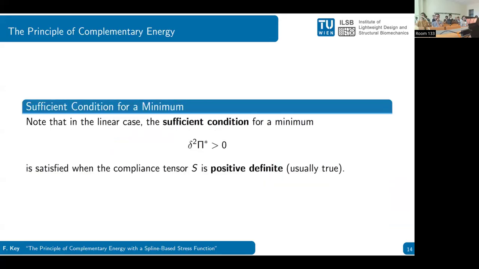I would like to make a quick comment on this sufficient condition for a minimum, because this may not hold in general, but in case of linear elasticity, this condition is fulfilled when the elasticity tensor, so the material behavior, is positive definite. And if that is true, which is usually true, then this condition is also fulfilled, and we can use this minimum principle to compute our stresses. So that is the underlying idea.